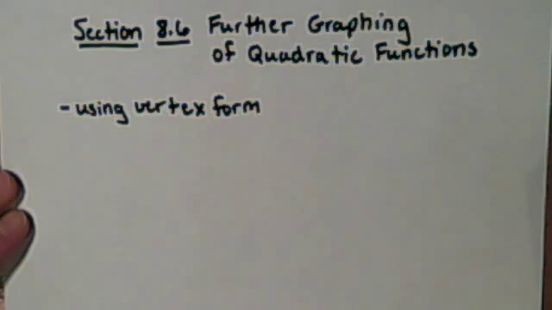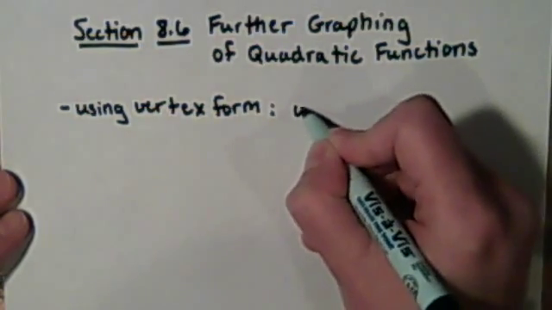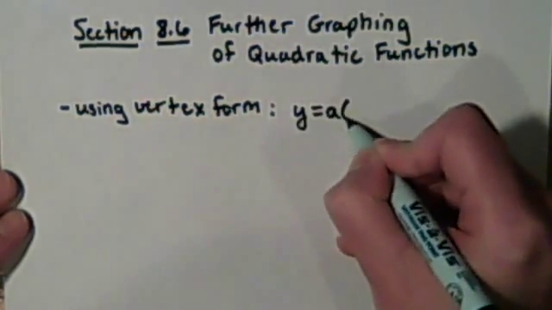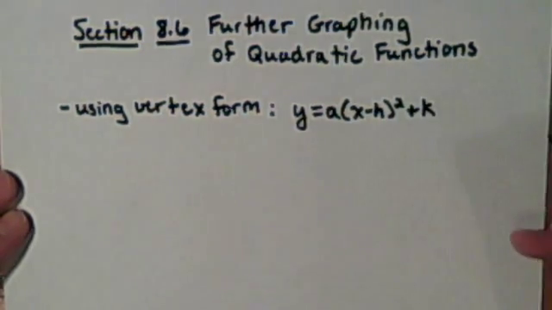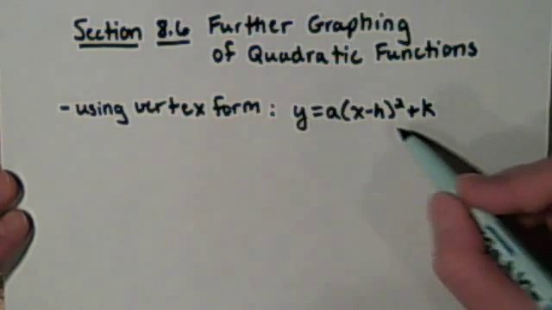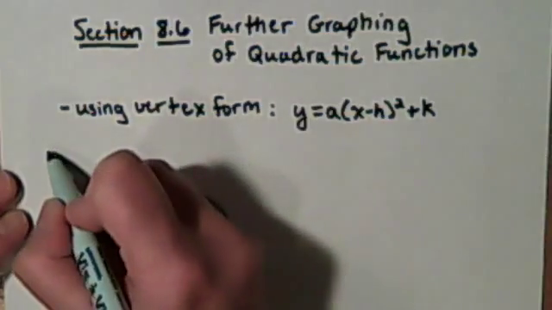Welcome back. I'd like to do another example of graphing a quadratic function using vertex form. Now remember, vertex form is the form y equals a times x minus h squared plus k. And the advantage of writing it in this form is that the vertex can be read right out of the equation. So let's start with this example.